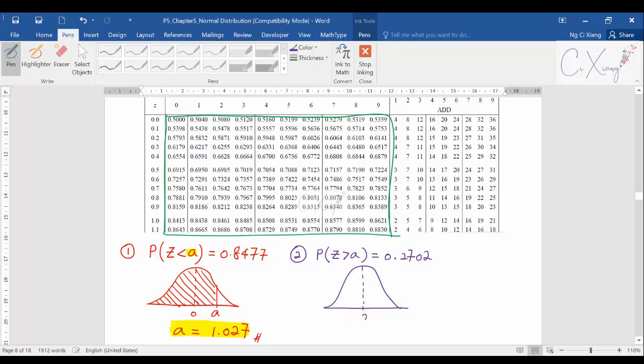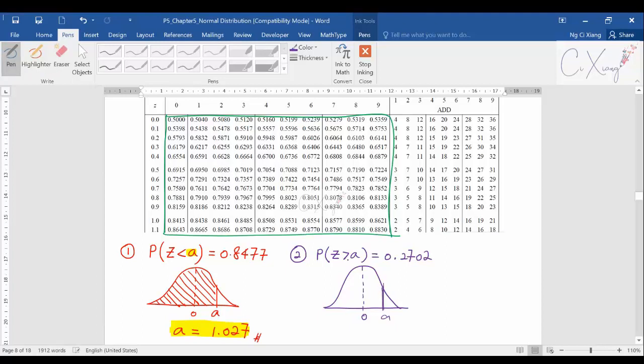Okay, so this is zero. So which type of graph should I draw for this equation? Z greater than A. So that means the area should be on the right hand side of A, but I don't know if my A is here or my A is here. Okay, now because this area is small, less than half, therefore the A should be on the positive side.